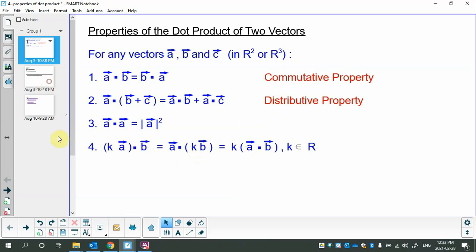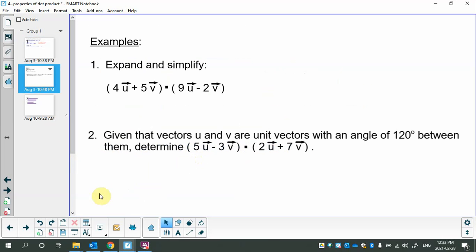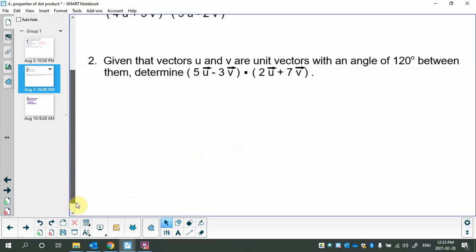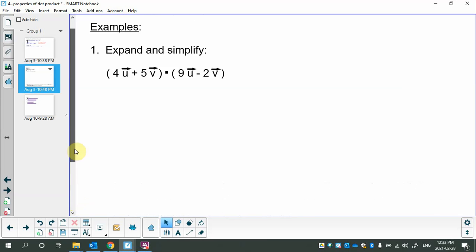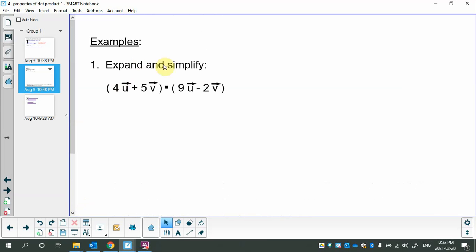All right, so time for two quick questions. So I'm going to move 2 out of the way so I have enough space. I have no idea how much space 1 is going to take us, but it says expand and simplify. So we are allowed to do the distributive property kind of, sort of.